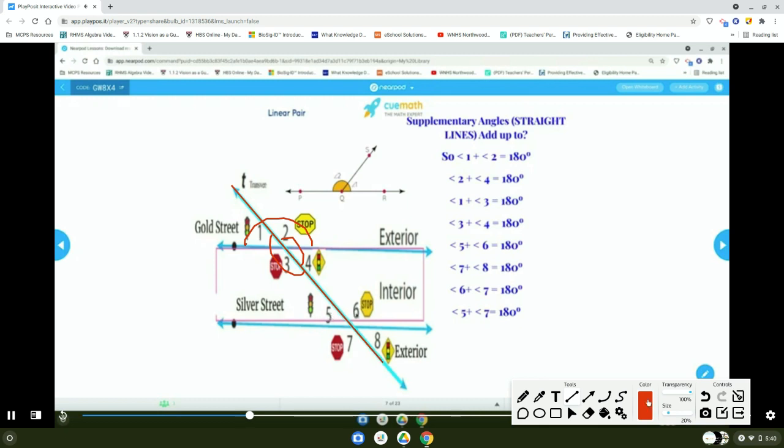Awesome. 5 and 6 add up to 180 degrees. Tilting your head, you're going to see 5 and 7 add up to 180 degrees. They're supplementary. They are not congruent. They are not equal. But they add up to 180 degrees. 6 and 8, 7 and 8 as well.